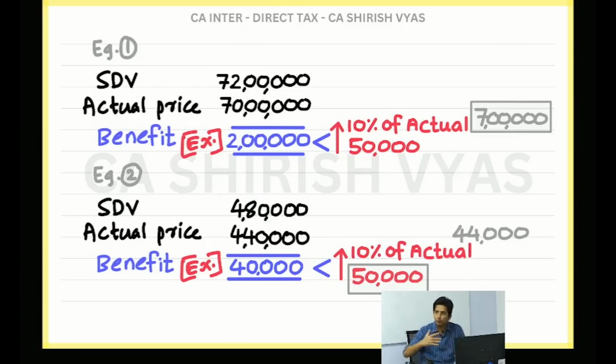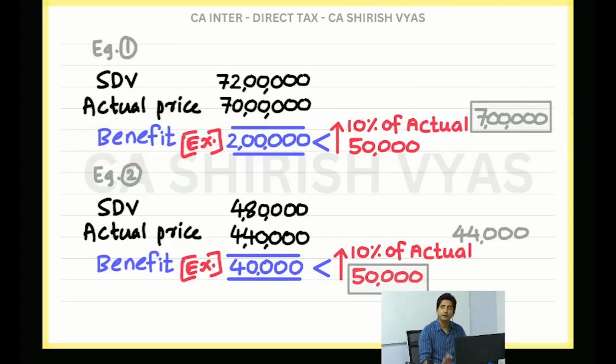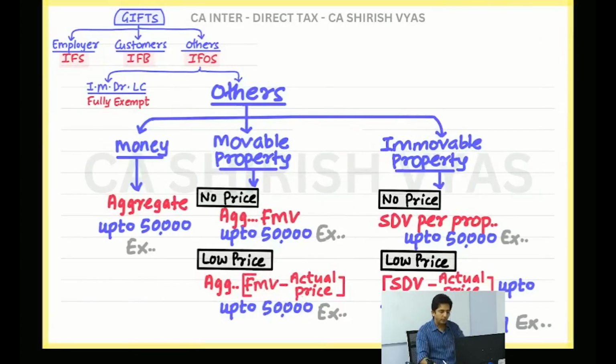In short, I want you to make a formula only. First compare SDV and actual price, find out the benefit on one side, and then on the other side apply that formula. Which one? 10% of actual price or 50,000, whichever is higher. And then see if the benefit is less than or equal to that formula amount, exempt. But if your benefit is greater than the formula amount, it will be taxable. Okay. So this was about gift of low price.